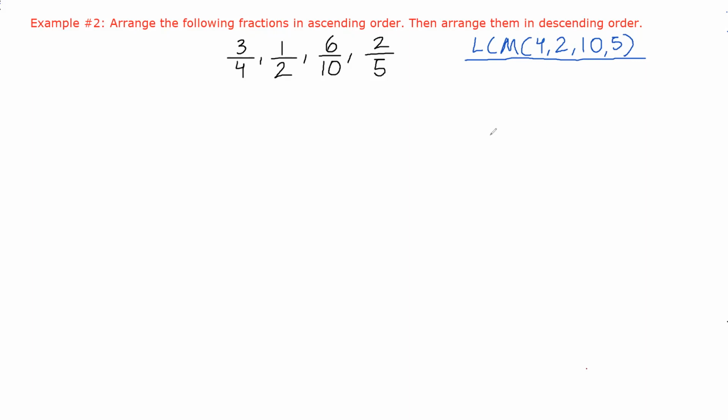So the multiples of 4 are going to be 4, 8, 12, 16, 20, 24, and so on, right? And so that's 4. And then multiples of 2.